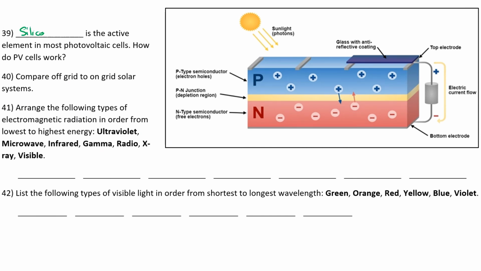Silicon is the active element in most photovoltaic cells. How do PV cells work? So I'm going to write it up here, y'all. Solar photovoltaic cells generate electricity by absorbing sunlight. Using the sunlight to create an electrical current.